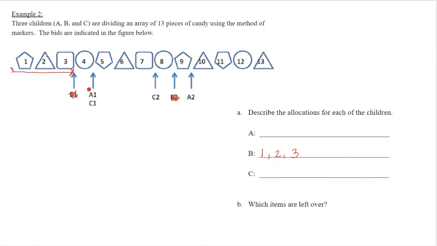Now I am looking for the first of the 2 markers. I'm going to continue here from piece of candy 4. I'm looking for the first marker with a subscript of 2, which is here. It's C2. So C is going to get everything from their first marker to their second marker, which is pieces 5, 6, and 7.